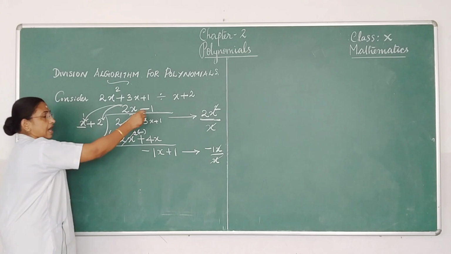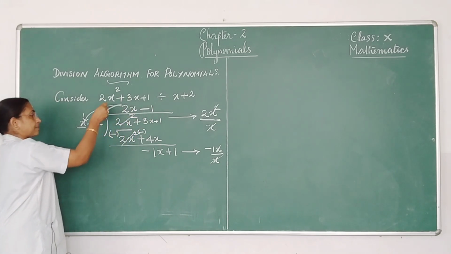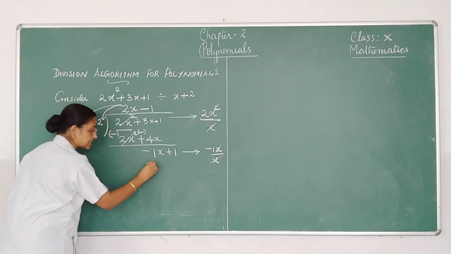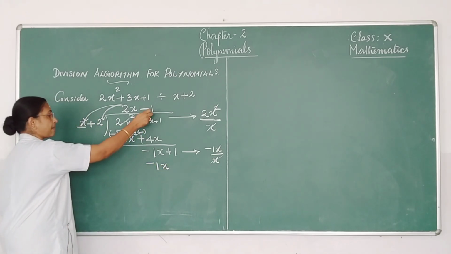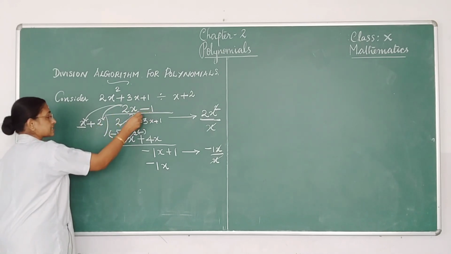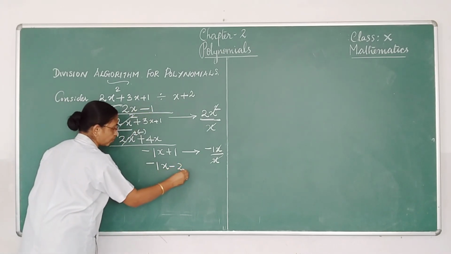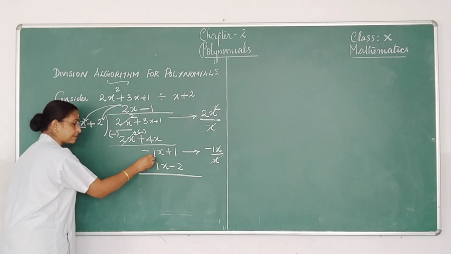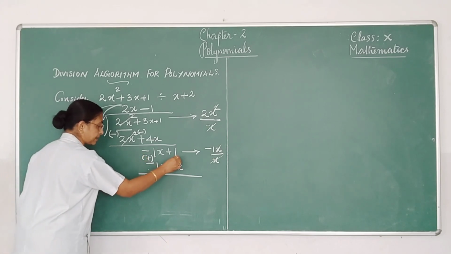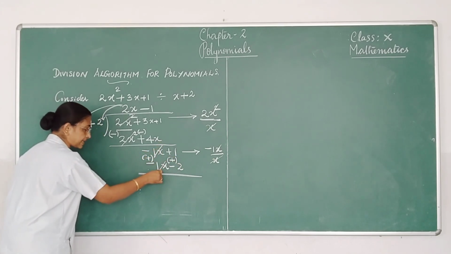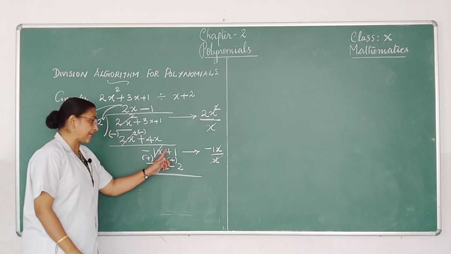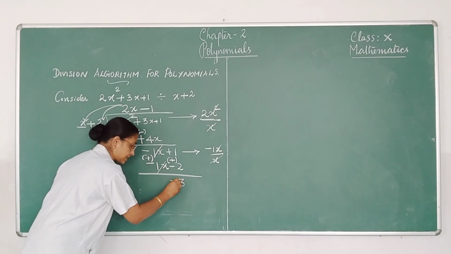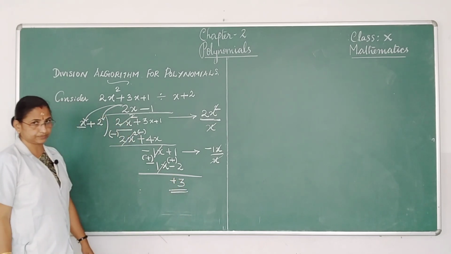Again, the next step is, after getting the term in the quotient, you need to multiply with the divisor. Minus 1 into x is minus 1x. Minus 1 into plus 2 is minus 2. After writing, you need to change the sign of the below expression: minus becomes plus and minus becomes plus. So that minus 1x plus 1x gets cancelled. Now you need to add up because plus 1 and plus 2 have the same sign. Add up and put the same sign. Plus 3 is the remainder now.